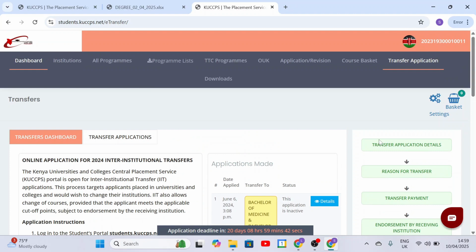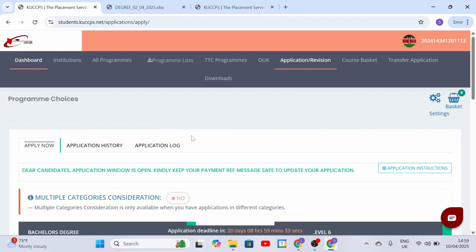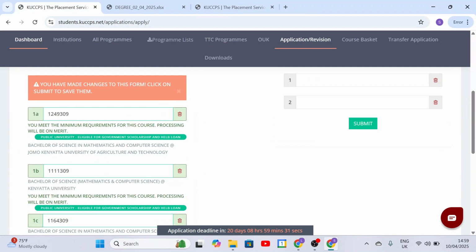But what I'm advising you is, please try as much as possible to save your programs and try to see to it that you can apply to those courses that you have high chances of getting.